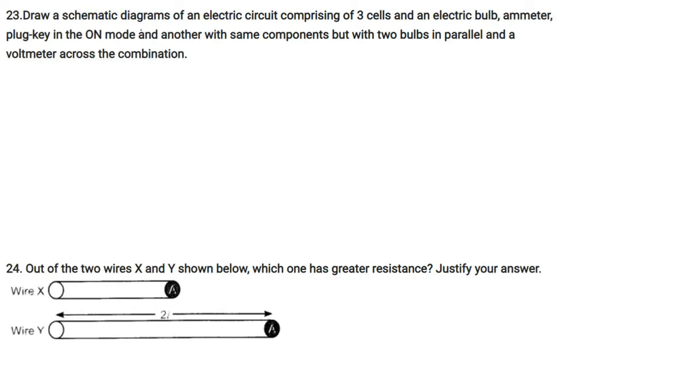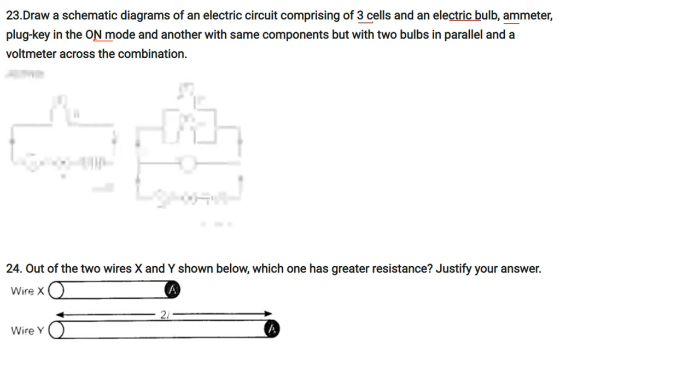Draw a schematic diagram of an electric circuit comprising 3 cells, an electric bulb, an ammeter, and a plug key in the on mode, and another with the same components but with 2 bulbs in parallel and a voltmeter across the combination. This is how we are going to make it.